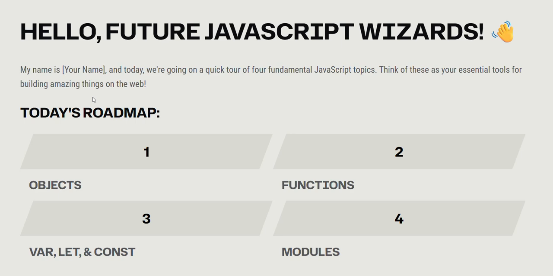Today's roadmap. Today we are going to learn number one, objects; functions; var, let, and const; and last we're discussing modules. These are the four important topics in JavaScript. Let us see them one by one in a detailed manner.